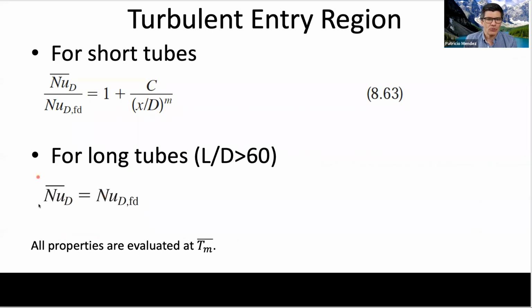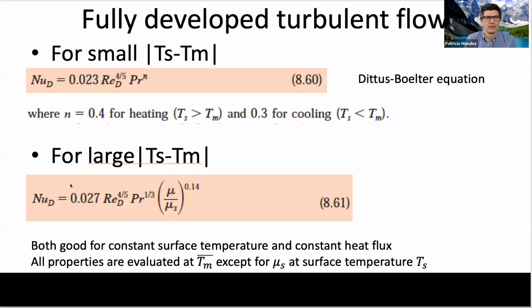And for long tubes, when the length of the tube is more than 60 diameters, the average Nusselt is essentially the Nusselt for fully developed flow, right? And because this is turbulent, we're talking about this Nusselt for fully developed, we're talking about this one here. The Dittus-Boelter equation, or this other equation that is an upgrade over that.